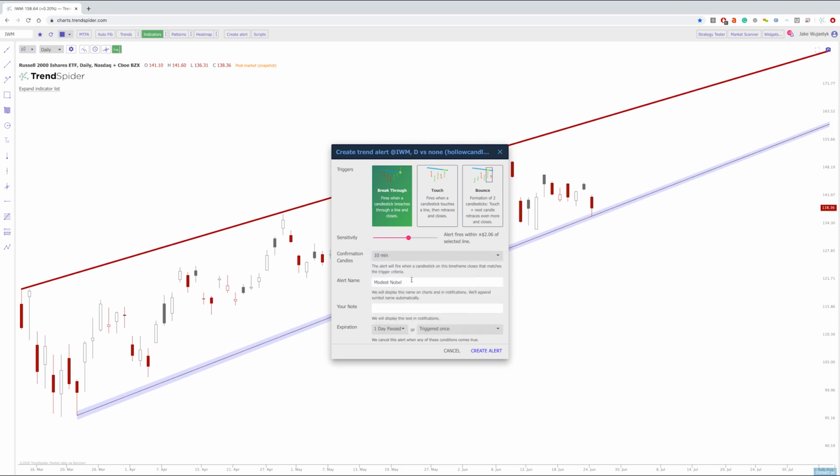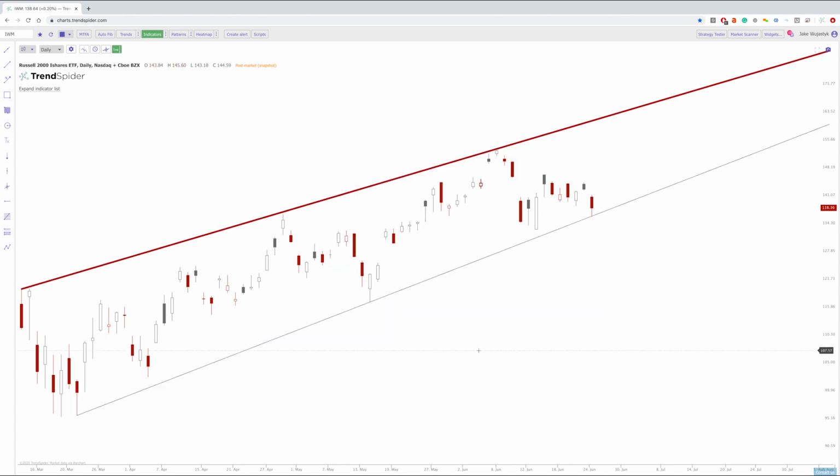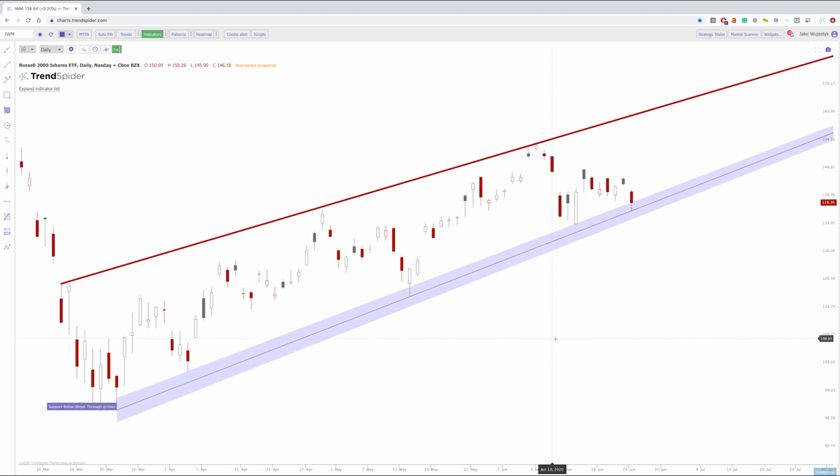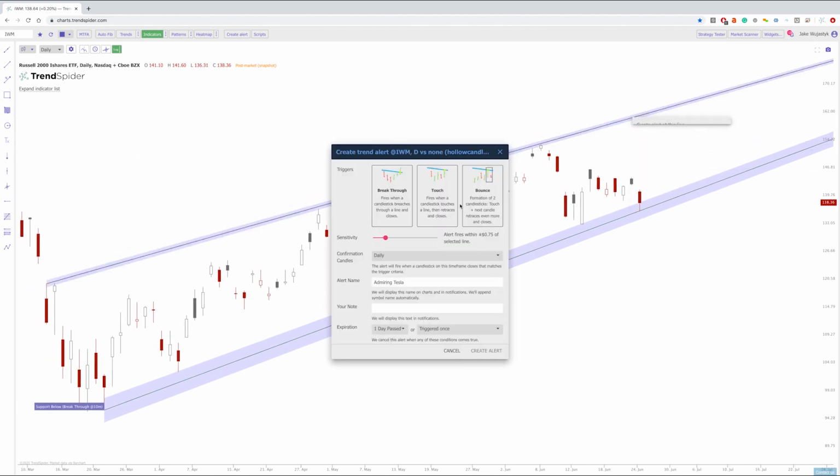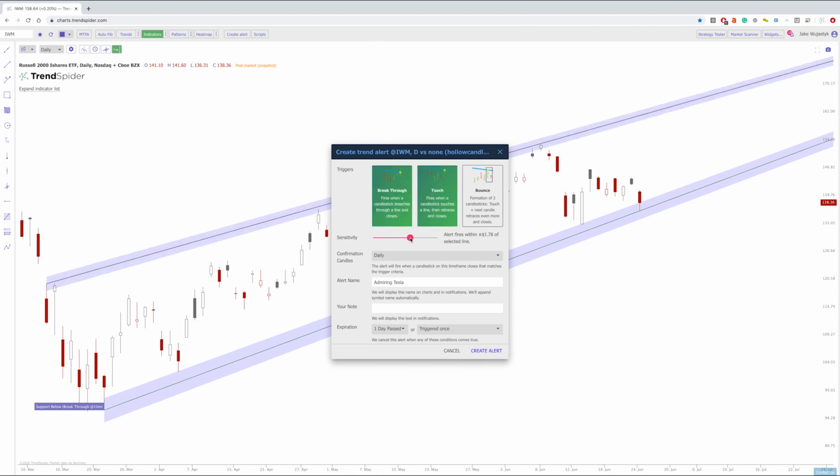We'll name this support below, and we'll do the same thing. Expires in 10 days. And now I don't necessarily need to watch the chart into tomorrow. I'm setting these alerts so the system is actually watching these areas for me. Let's say that something crazy happens and we do continue up in the next couple weeks. Same thing. Create an alert here. Whenever the price breaks through or touches anywhere within this zone, we will be alerted.